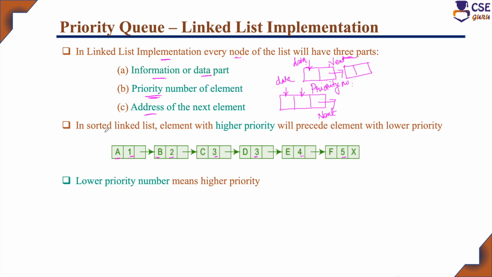In a sorted linked list, the element with the highest priority will precede the element with the lowest priority. This method of sorted linked list is highly efficient for processing the elements. Here, the lower priority number, that is priority number 1, means highest priority. Always, the lower priority number means highest priority.